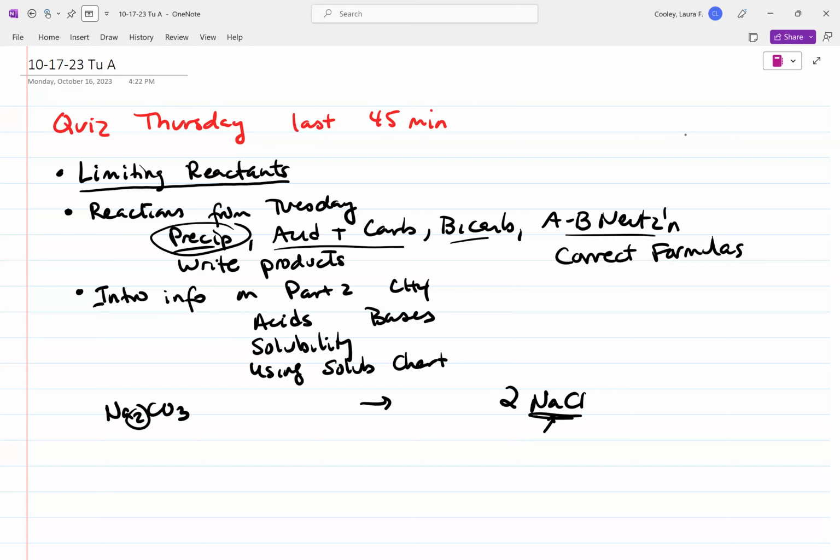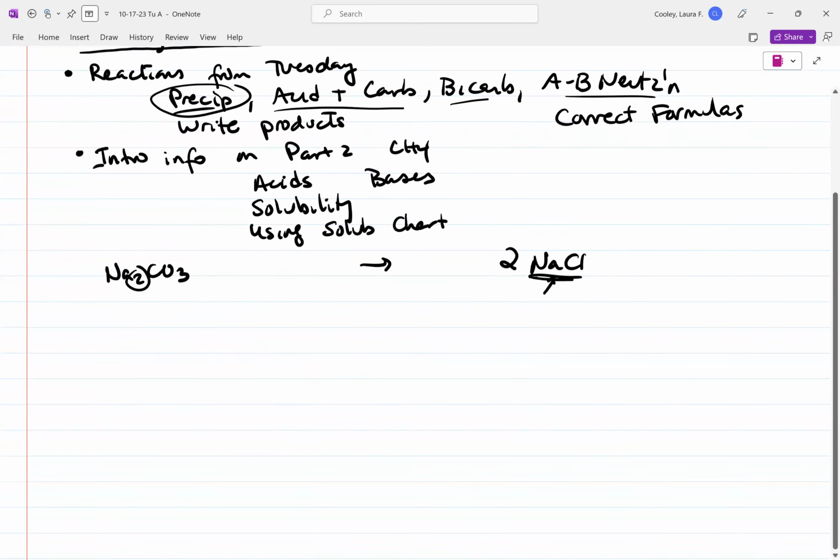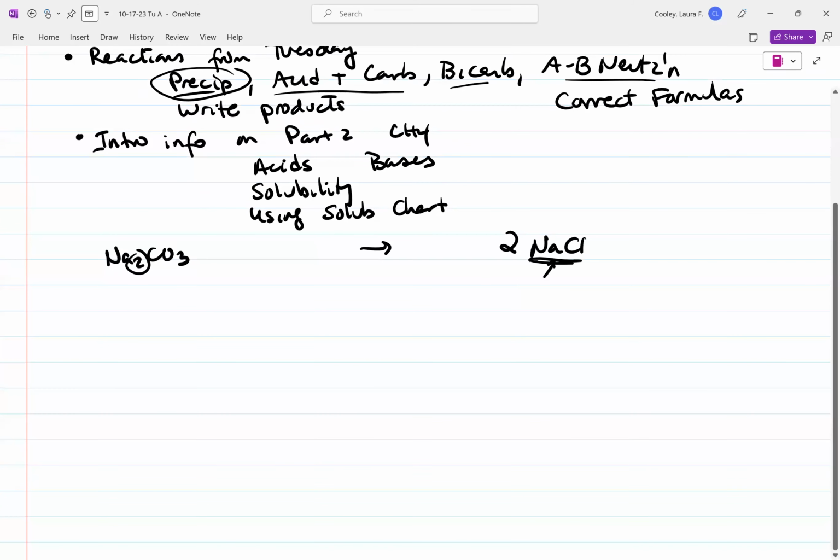Let's see. All right, so that's really all I have to say about the quiz. I'm hoping to have a little extra time at the end of class today to go over some limiting reactant stuff, but we'll see how it goes.